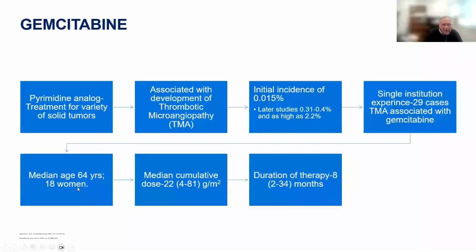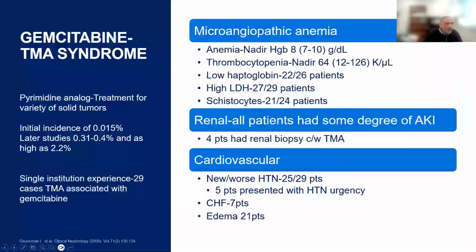These patients had a median age of 64, and 18 were women. There was the dose of gemcitabine they were getting, and the duration of therapy was 2 to 34 months. Basically, these patients had significant anemia, low haptoglobin, high LDH, schistocytes. Not all of them got a biopsy, but 4 had a biopsy consistent with TMA. Hypertension was common, with CHF in 7 patients and edema in 21 patients.